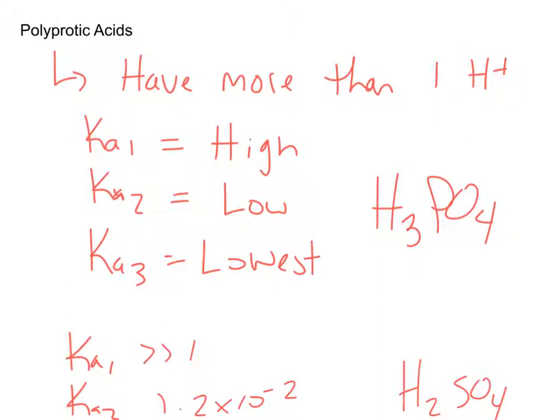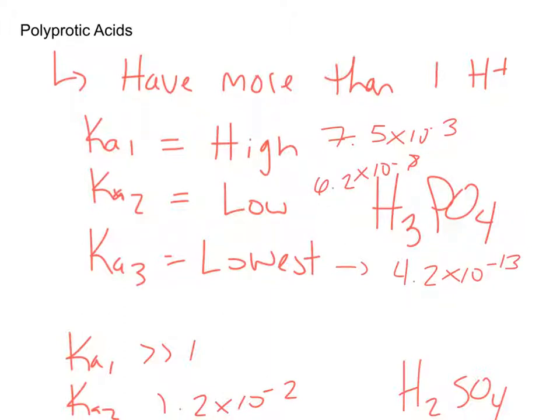If you wanted to know the exact amounts, it's 7.5 times 10 to the negative third for the first one. The second one is 6.2 times 10 to the negative eighth. And the final one is even lower yet, 4.2 times 10 to the negative 13th. Basically, the first one is not likely to leave, but would leave. The second one is not very likely, and the third one's even less likely. So in solution, it's mostly H3PO4, but some H2PO4 minus and some HPO4 2 minus and very, very little PO4 3 minus.